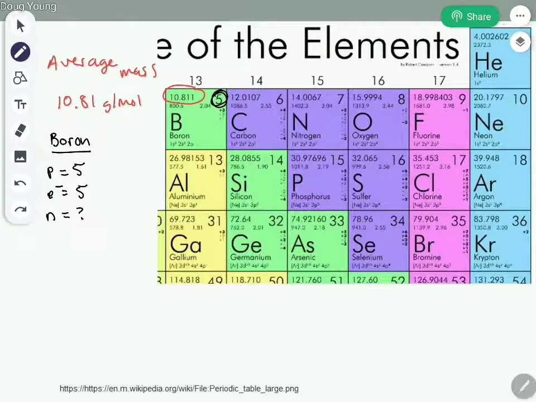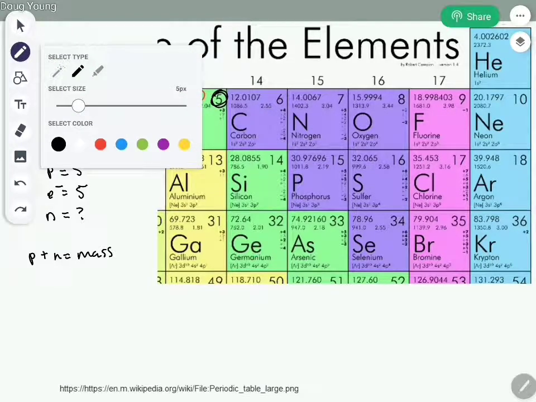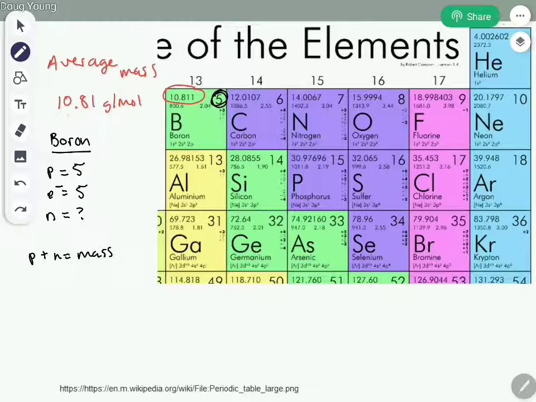Because you probably learned that the number of protons plus neutrons equals the mass of the atom. Electrons do have mass, they just weigh so little that they contribute very little to the total mass. So if you have, for example, 4 protons and 4 neutrons, the mass of your atom is going to be about 8. But if you look at this number here, the problem is that this number is not 10 and it's not 11, right?